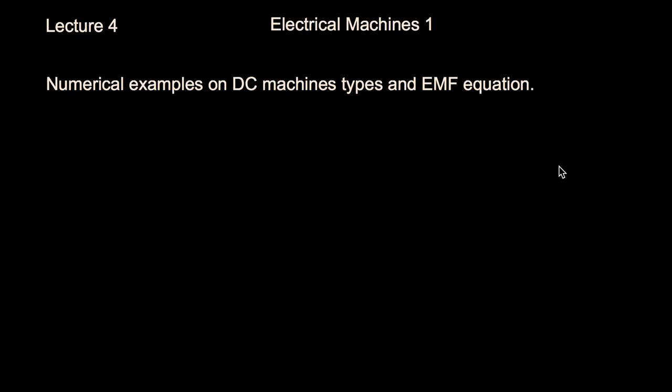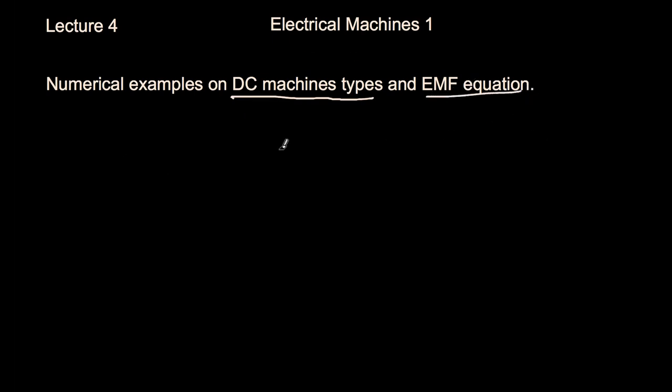So, welcome to lecture 4. In this lecture, we are going to talk about some numerical examples on DC machine types and EMF equations. In the earlier lecture, we had listed out various types of DC machines, like separately excited DC machines, self excited DC machines, long shunt, short shunt, series, and all these kinds of DC machines. So, the different types of DC machines we had seen, and also we had seen the EMF equation.